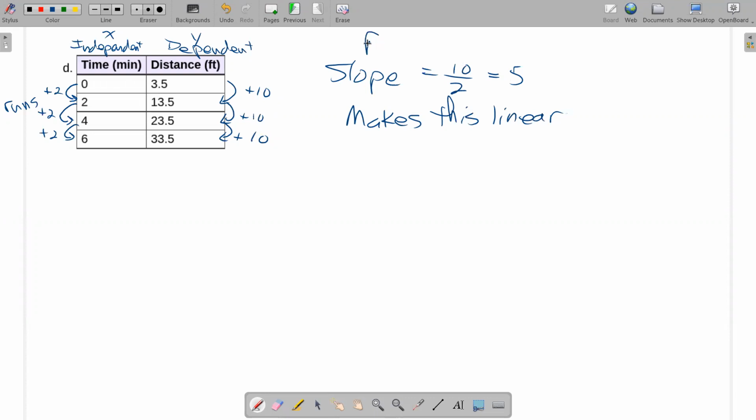Slope is a rate of change. Since I found the rate of change was the same each time, that means I have a constant rate of change. So this has a constant rate of change from this table. And if I were to plot those points, I should see that's the case too. I'm not going to worry about plotting them right now.